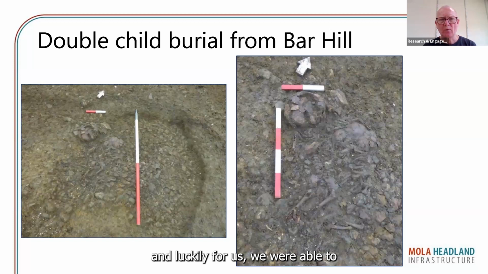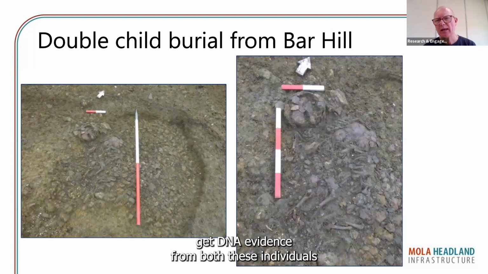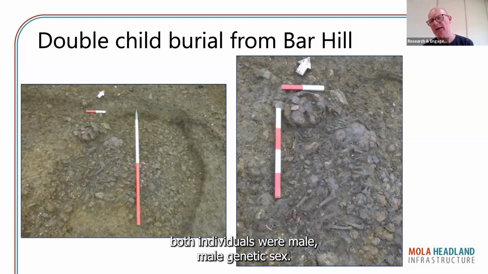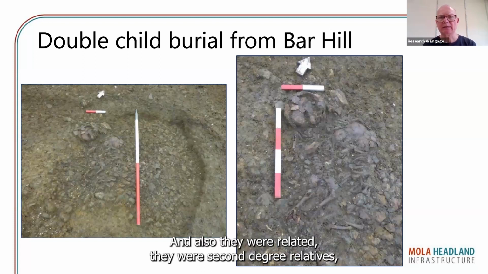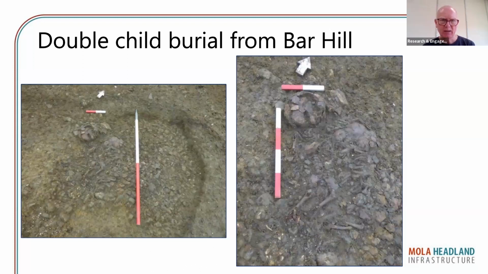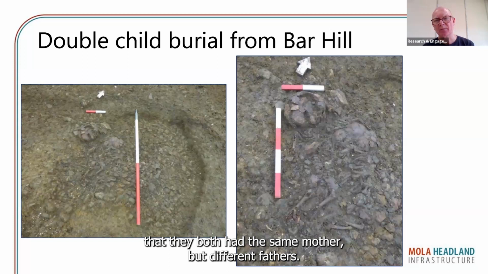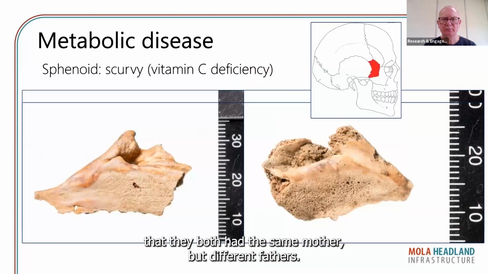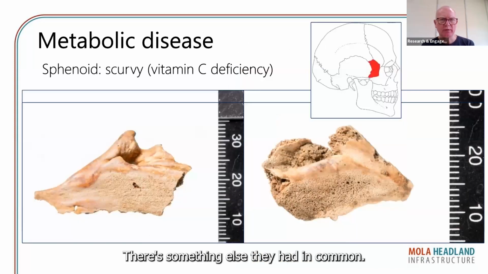Luckily for us, we were able to get DNA evidence from both these individuals from the Crick Institute in London. This told us that both individuals were male, they had male genetic sex, and also they were related. They were second-degree relatives, most likely half-brothers. And even more interesting, perhaps, is that they both had the same mother, but different fathers. There's something else they had in common.